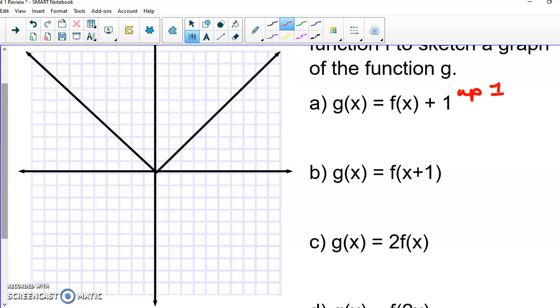So our g of x will be the function that allows this absolute value function, which is f of x, to translate vertically 1 unit up. Again, a shift 1 unit up. I just grabbed a couple of these points. I took these 3 points and I moved those up, and then from there sketched the rest of my graph.